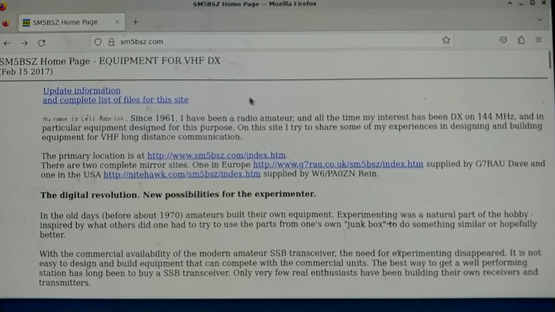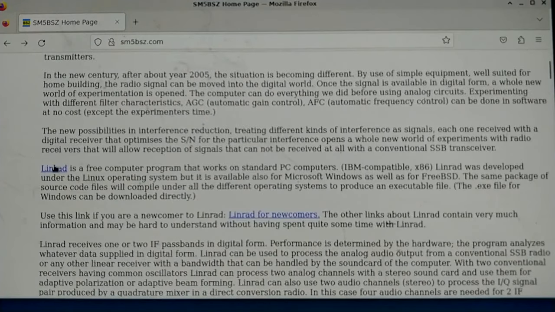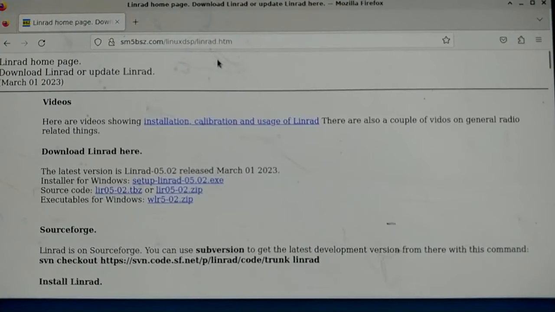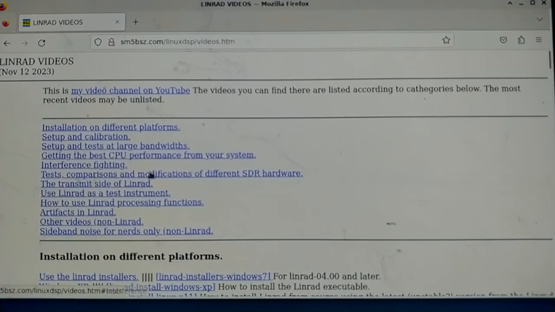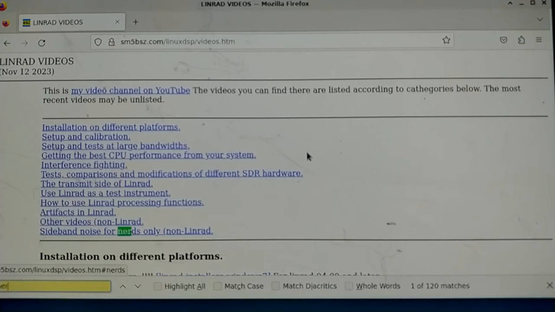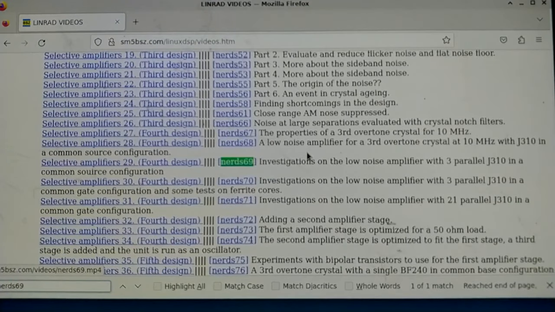I made several videos when I designed this first overtone crystal oscillator. You can see them. Easiest you can find them by going to my homepage, sm5bsz.com. And here you can find Linrad and click on that. And you come to the Linrad homepage. And the first link here, that is the videos. So I click on that. And here you can see all the videos, or almost all of them. And the ones of interest now come here. It's the fourth design.